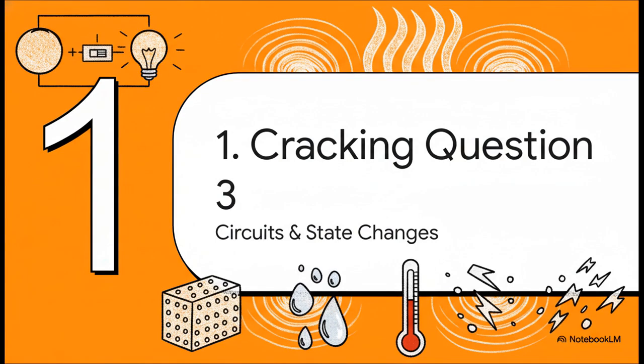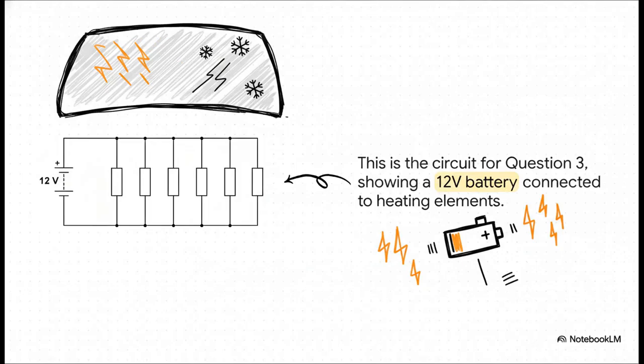Right, so our focus is question 3 from the AQA GCSE Physics Paper 1, the higher tier paper. It's a really good one to look at because it actually mixes two totally different topics, electrical circuits and changes of state. So here's the circuit diagram that comes with the question. What we've got is a 12-volt battery that's powering a few heating elements, and you can see they're all hooked up in parallel. This is pretty much how a heated car windscreen works to melt ice, which you'll see is exactly what this question's all about.